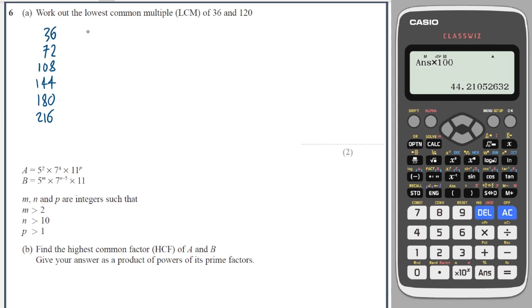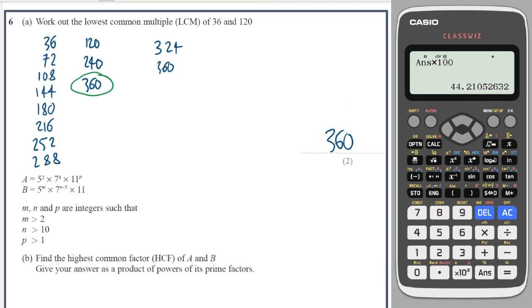And if I do the 120s like this, the one after this would be 240, and the one after this would be 360, and that 360 is going to be the lowest common multiple. So I know it's definitely a multiple of 36. I can keep going, obviously, just to prove it. 288, and then after that it would be 324, and then it'll be 360. So yeah, 360 is the lowest common multiple.